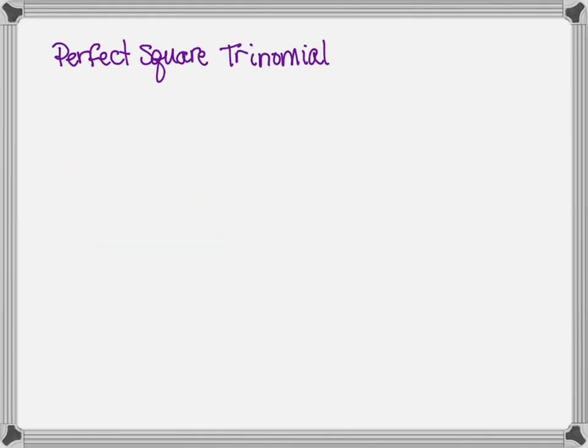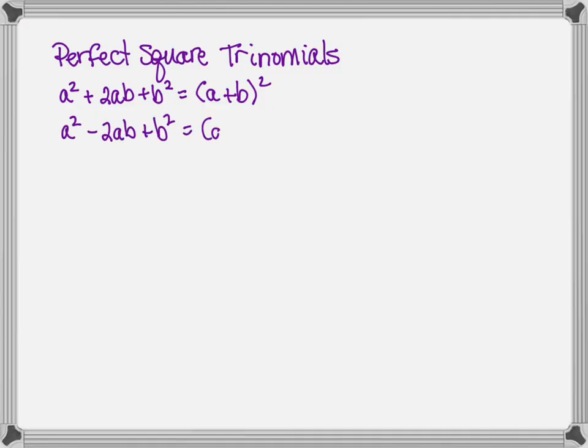So another type of special case is looking at factoring perfect square trinomials. One formula for that is a squared plus 2ab plus b squared equals a plus b quantity squared. We can also have the formula a squared minus 2ab plus b squared equals a minus b quantity squared. So let's look at an example. We have 9x squared plus 24x plus 16.